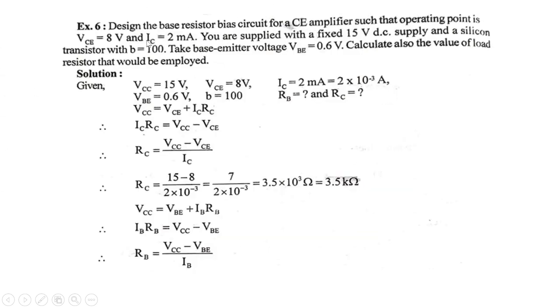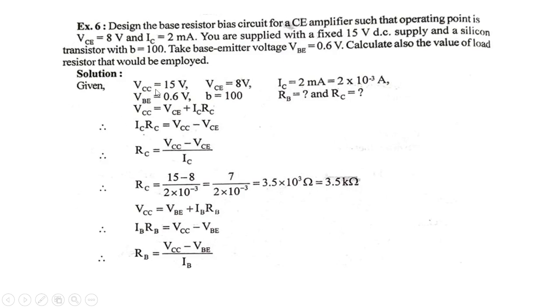Now design the base resistor bias circuit for a common emitter amplifier such that the operating point is VCE equal to 8 volt and IC equal to 2 milliampere. You are supplied with a fixed 12 volt DC supply and a silicon transistor with beta equal to 100. Take base emitter voltage VBE equal to 0.6 volt. Calculate also the value of load resistor that would be employed.